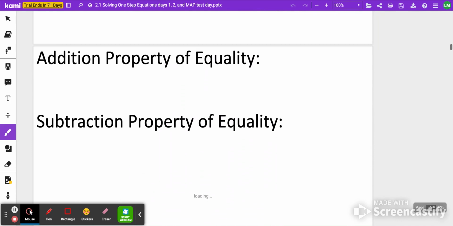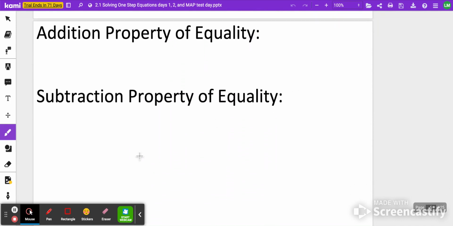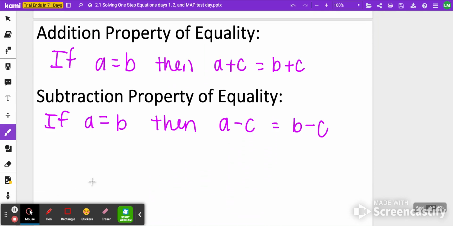The first thing we want to make sure we understand is the addition property of equality and the subtraction property of equality. The addition property of equality just means if A is equal to B, then we can simply add C to both sides and they'll be equivalent. So if A equals B, then A plus C would also be equal to B plus C.